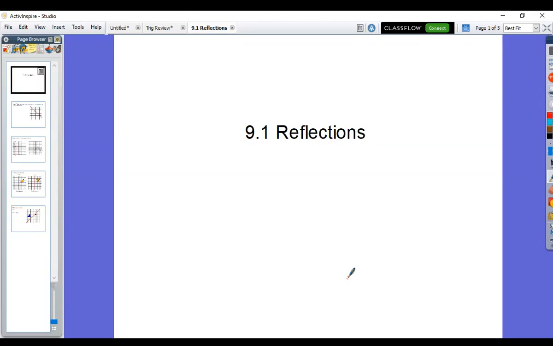Welcome to the start of the new chapter. Talking about chapter 9. This whole chapter 9 is about transformations. We are transforming shapes, we're changing them in one way or another. Now, transformation means you're changing it, as it says.